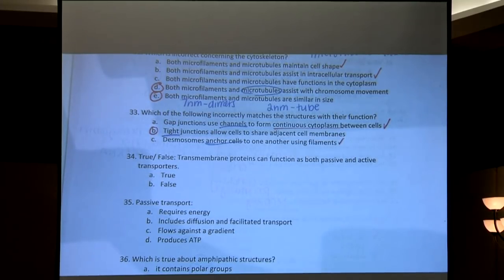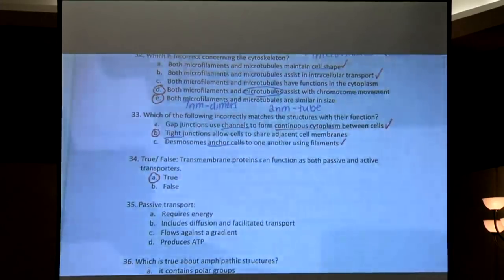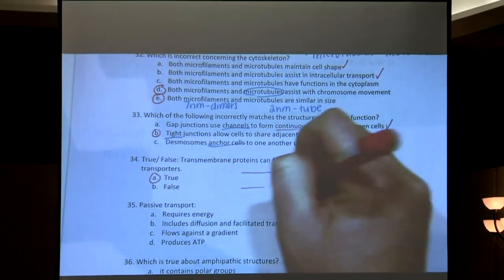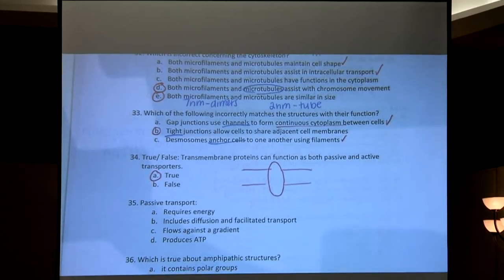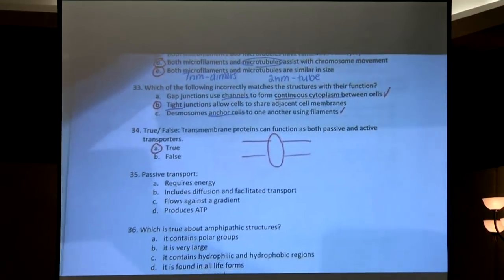All right, so next we have: transmembrane proteins can function as both passive and active transporters. Is that true or false? What do we think? Good. So this will be true. Remember, our transmembrane proteins go all the way through the cell membrane. It doesn't really matter what type of transporter it is; it will be determined by what we need to have transported. That will be determined by a few other things, and we will talk about transport in a little more depth in just a second.